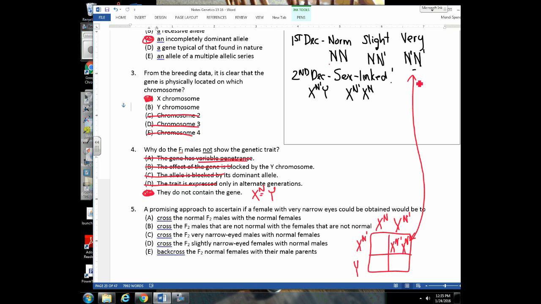So let's look at our options. Cross the normal F2 males with the normal females. Nope. Cross the F2 males that are not normal with the females that are not normal. And that's an option. This is your not normal male with females that are also not normal. So I'm going to kind of star this one, see if there's anything better. Cross the F2 very narrow-eyed males with the normal. Nope, we need our female to not be normal. Cross the F2 slightly narrowed-eyed females with the normal males. Nope, we need our males to be abnormal. Back cross the F2 normal females. Again, we need them to both show those abnormal phenotypes. So B is our correct answer.